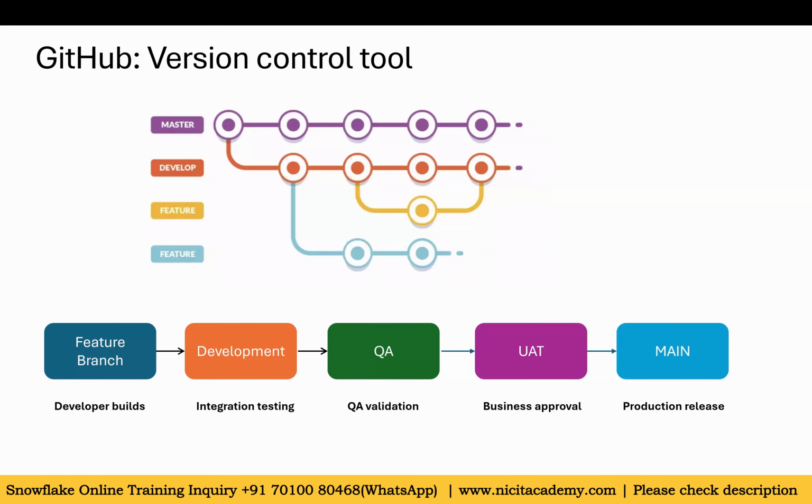And after that, the QA tester, if you have a separate testing team. Mostly in an agile team, we will not have any QA. Directly you'll have development, UAT, then main. Some teams will have the QA, that's why I put QA validation here. Then it will go to the business approval. So here we have to do UAT again.